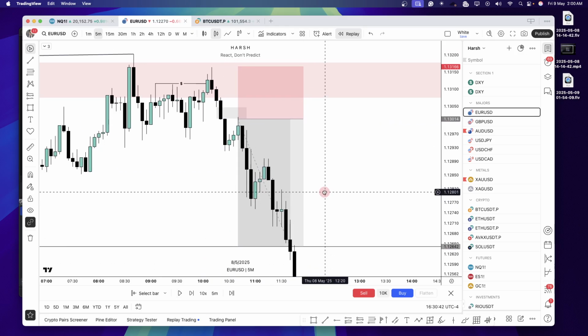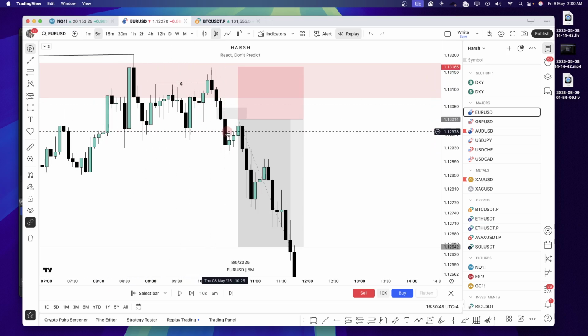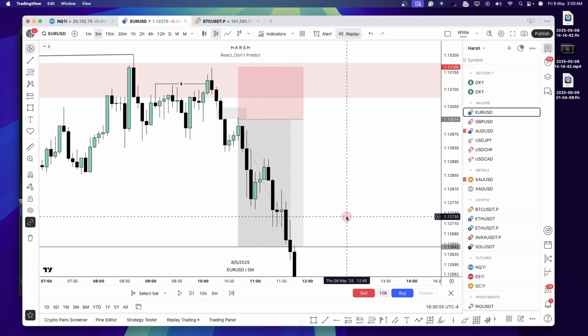Okay, so it was a very clean move today by euro. Though we have this choppy price action here, as you can see, once we have this displacement, it made it look easier, and then it was a very clean sell. Okay, so that is all about today's trade which I took.